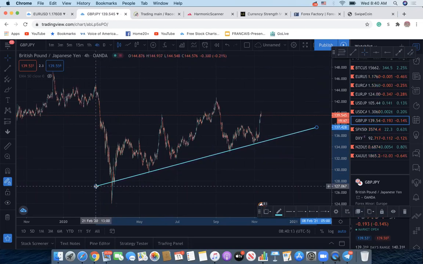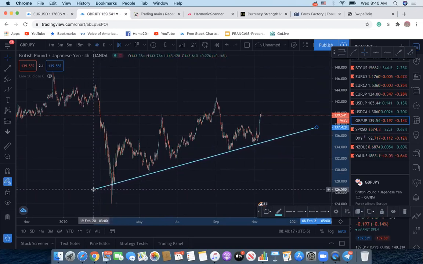This is a 4 hour time frame, right? So you want to see the move on a bigger time frame first. So this is a 4 hour time frame. We see that we're on the uptrend right here.